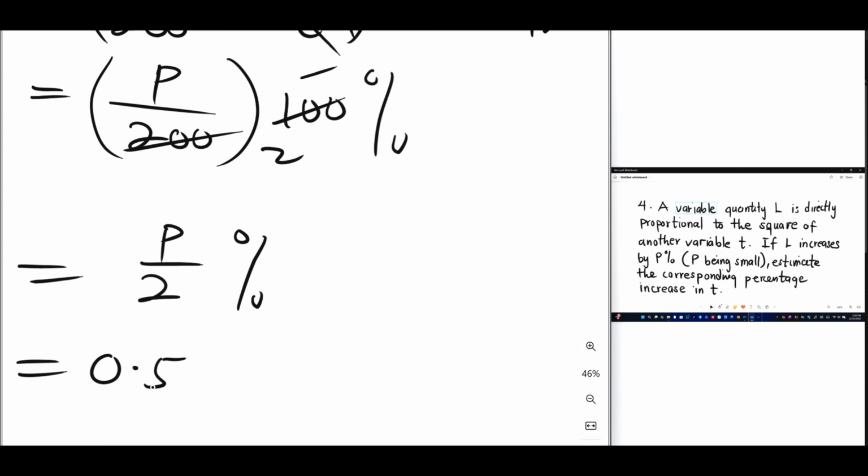which is the same as 0.5P percent. So this is the corresponding percentage increase in T when the L was increased by P%. All right, so this is the corresponding percentage increase in the T that we are supposed to find.